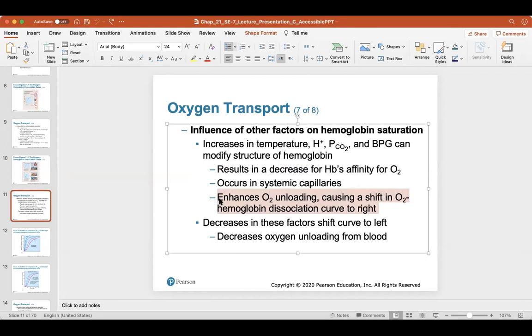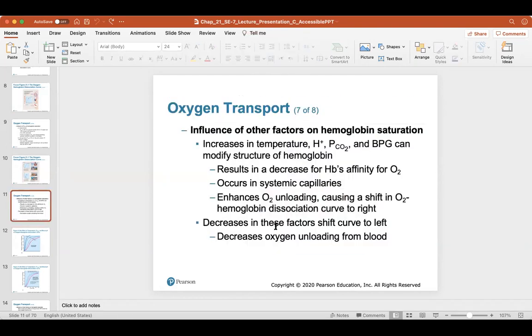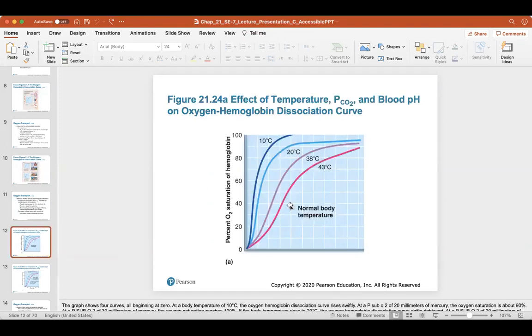So this usually happens if temperature increases or acidity increases. If someone is doing a lot of exercise, for example, it will enhance oxygen unloading so the tissues can get more oxygen. Decreases in these factors will shift the curve to the left, so it'll decrease oxygen unloading from the blood or just increase the affinity of the hemoglobin for the oxygen.